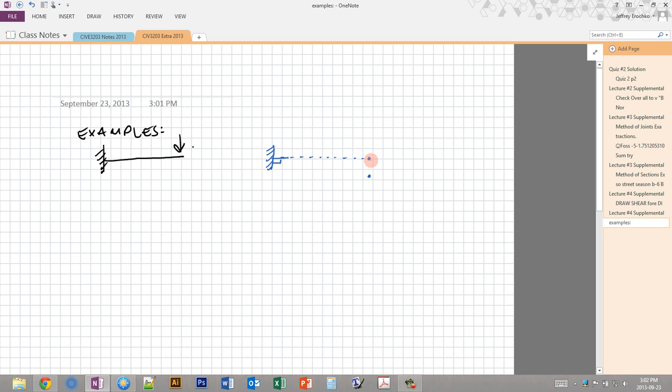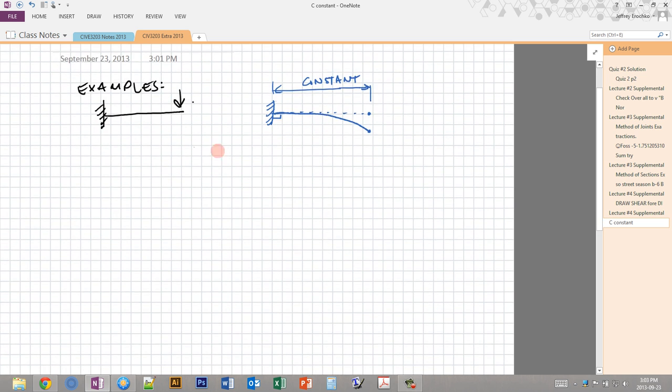Now, we're going to assume that the length of this doesn't change, so this location stays on the horizontal axis, and the beam is just going to bend down like this. We assume that this length stays constant because we ignore the axial deformation of that beam. Okay, so that's a pretty easy one. Let's look at a harder one.